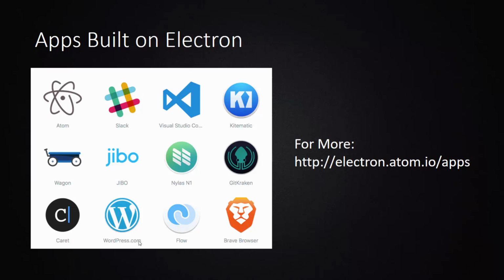But it also is used on the WordPress.com desktop application, Brave browser, which is a web browser that blocks ads and stuff like that. There's also Postman, which isn't on this list, but that's another one I use all the time. That is to test APIs. You can make HTTP requests from it, stuff like that. Slack is a messaging app. And these are just some of them. If you go to this URL right here, electron.atom.io/apps, you'll see a full list of some of the really popular applications that are built on Electron.